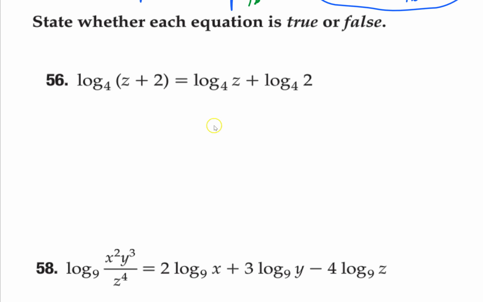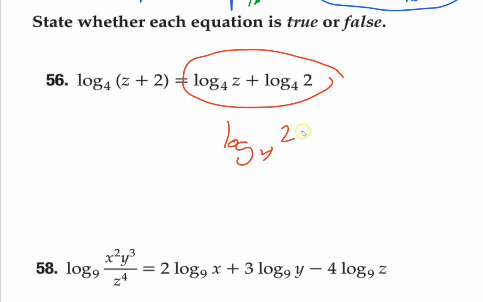Quickly, true or false, the last thing we're doing today. You want to know if this is true or false? This one is false. That's not the way that works, right? What does this mean? Plus is multiplication. This should be log base 4 of 2 times z, or 2z. That's not what this means, right? You don't just break up addition. Adding is multiplication in log, so it's a little funky. So this is false.